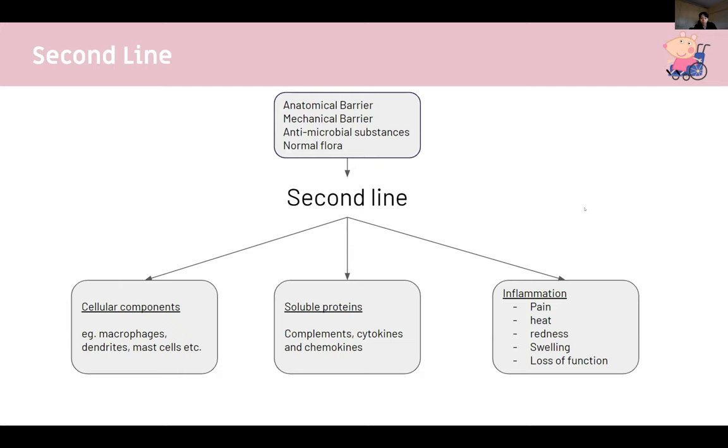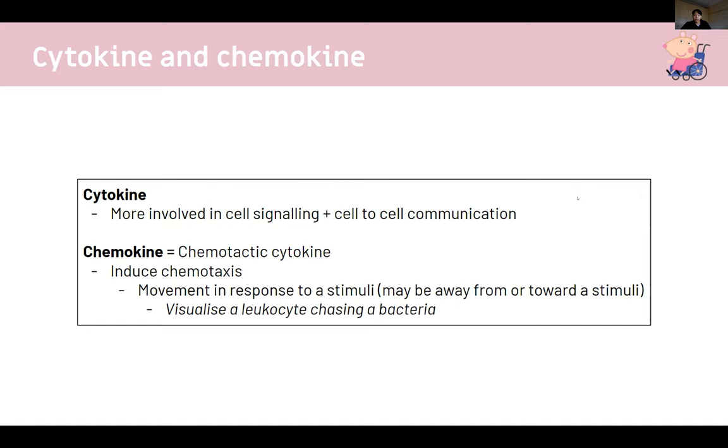And just a quick note on cytokines and chemokines. Cytokines are chemicals involved in signaling and communication. Chemokines are a specific type of cytokine, also known as chemotactic cytokines. They induce chemotaxis, so think of this as movement in response to a stimulus. You can imagine that chemokines help leukocytes chase bacteria. It gives information to your white blood cells about which direction to move and where to migrate to. Did you want to add anything for that, David? No, I'm happy with that. Just as they're used interchangeably sometimes and they're not necessarily the same thing, so I thought I'd put that in there.